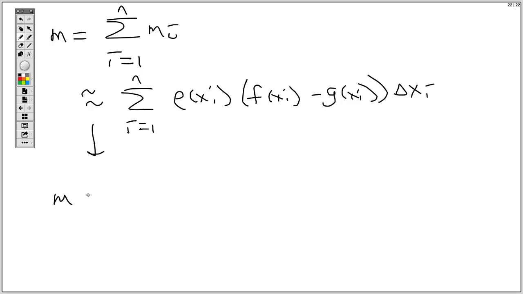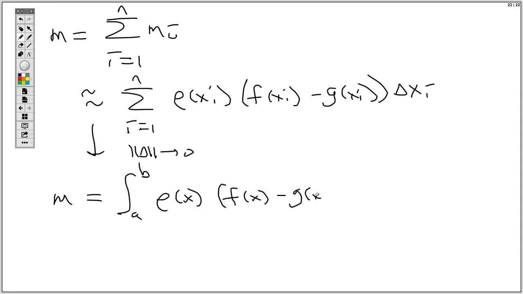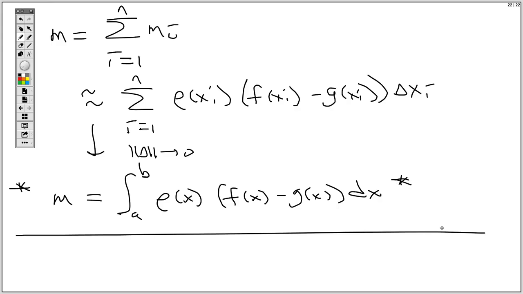And so as the norm of the partitions runs off to 0, and we get skinnier and skinnier strips, the areas of those strips are going to mimic the areas of those rectangles. I'm chopping up the interval from a to b. My discrete sum, sigma, turns into a continuous sum, an integral. What am I integrating? Rho of x, f of x minus g of x, dx. That's how we would calculate the mass of that region.